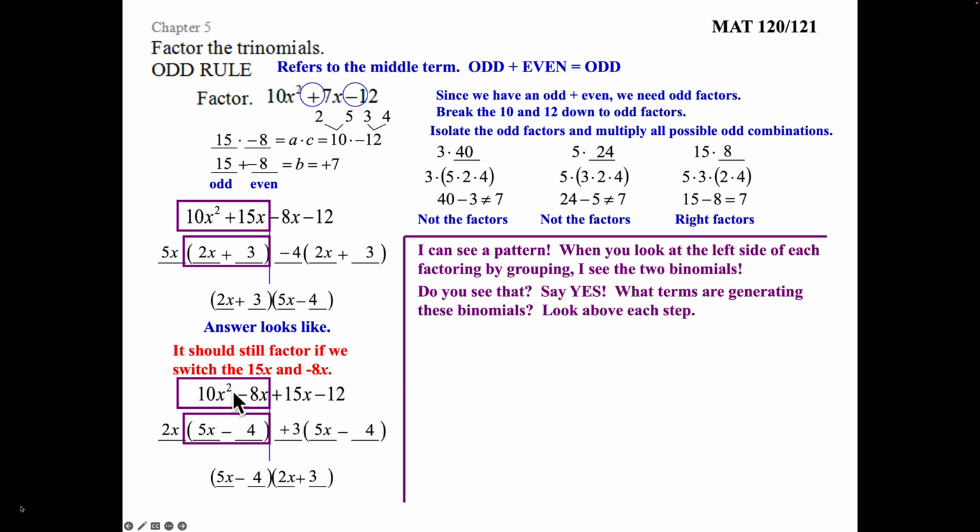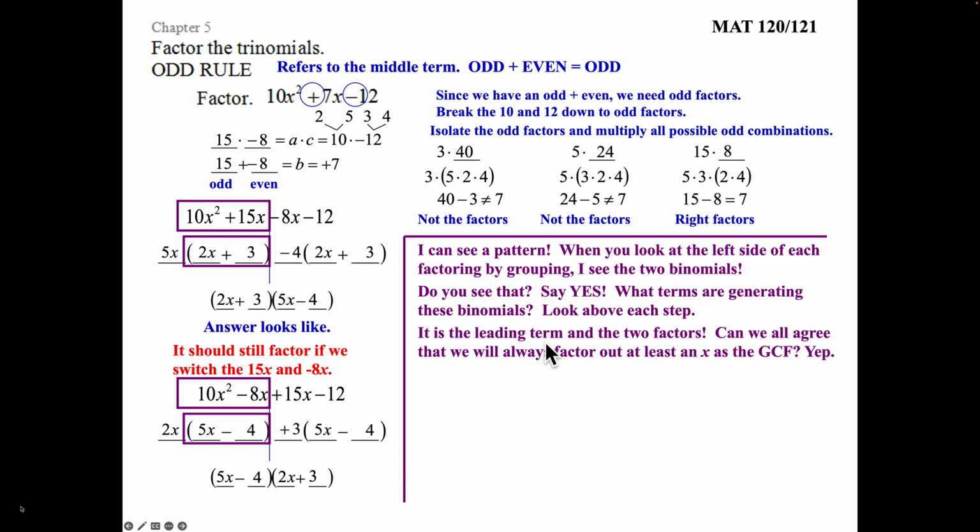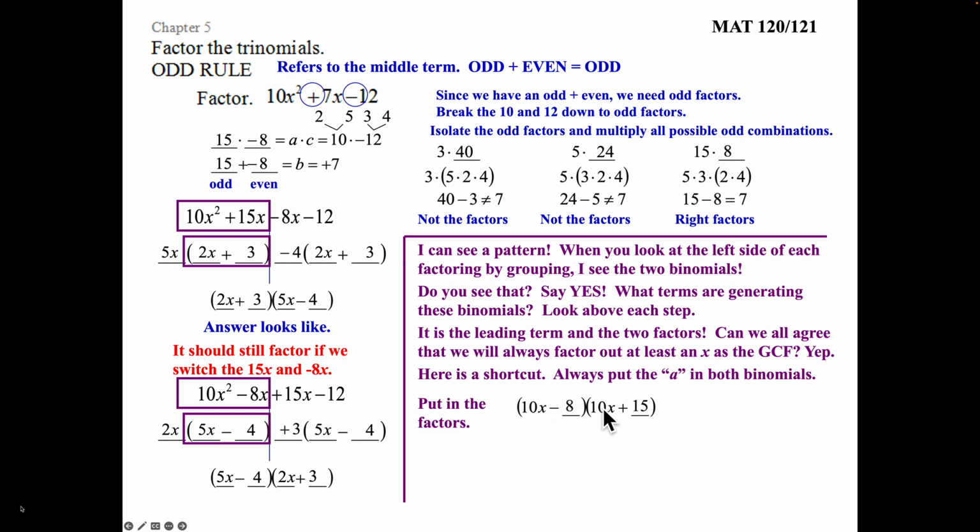So remember when we talked about how we set up our answer, we would take this 10 and put it in with an x in the front of each binomial. Okay, so the 10x minus blank is going to help me build this one. The 10x plus the blank is going to be with the plus 15. So this is what my answer looks like. From now on, we're going to write this down, do this work, and put in your numbers, positive 15 and minus 8. All right, there's my minus 8, there's my positive 15.